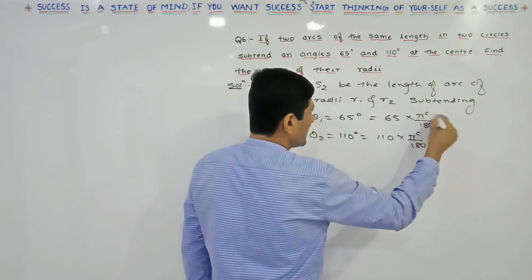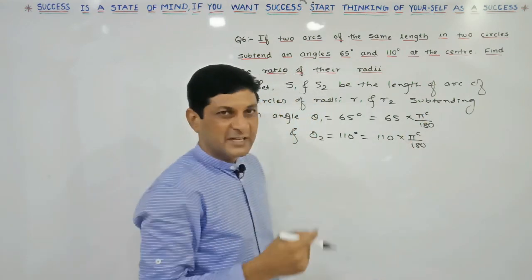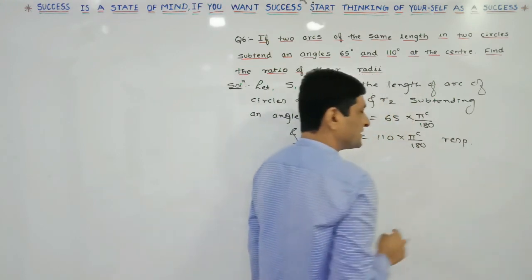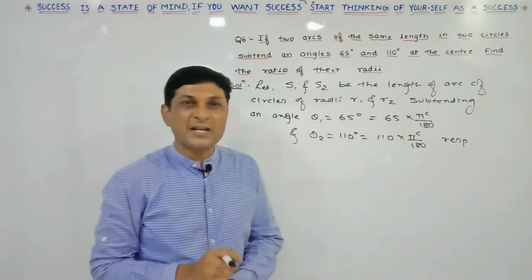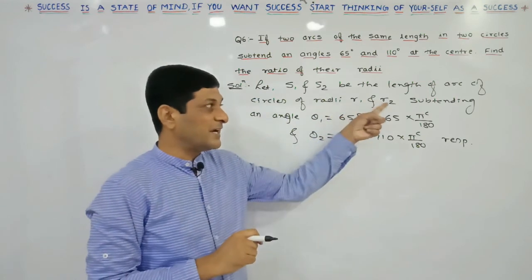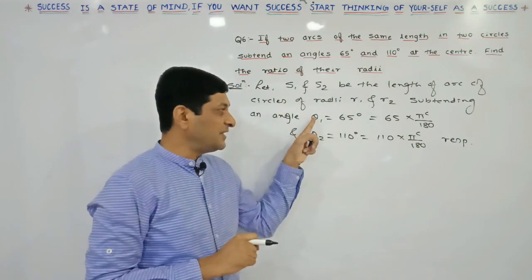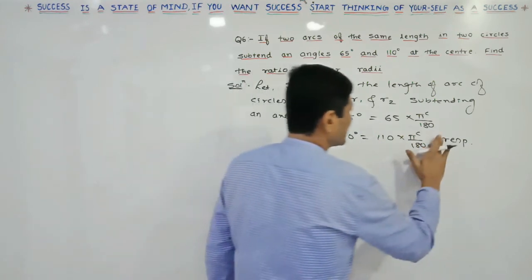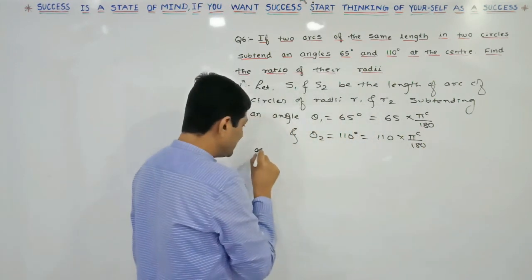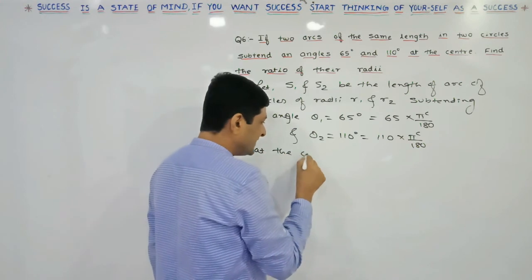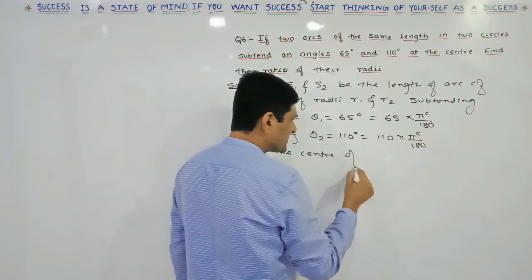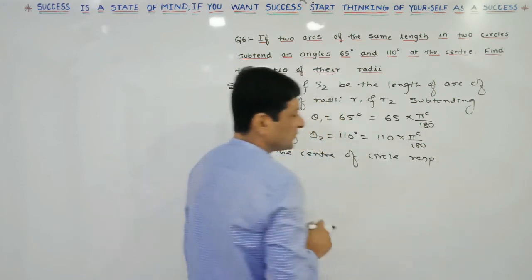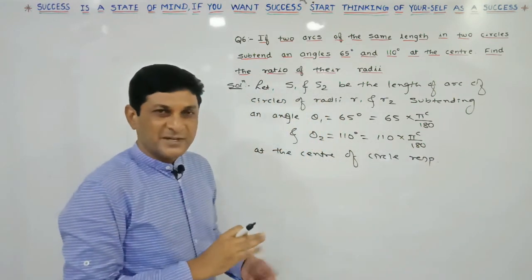We know that whenever we multiply by pi by 180, degree gets converted into radian. So what is our supposition? S1 and S2 are nothing but arcs of circles of radius R1 and R2 subtending angles theta1 and theta2 at the center of the circle respectively. So all the given conditions we have written here.